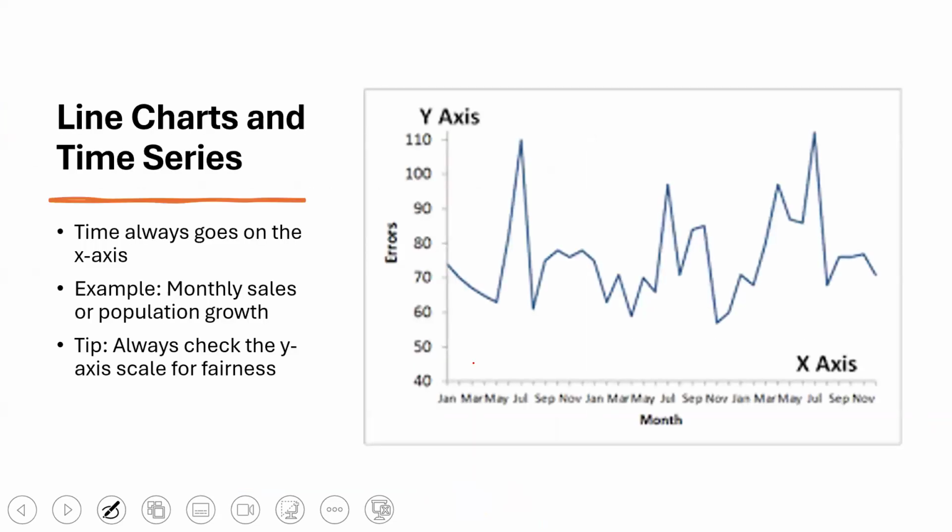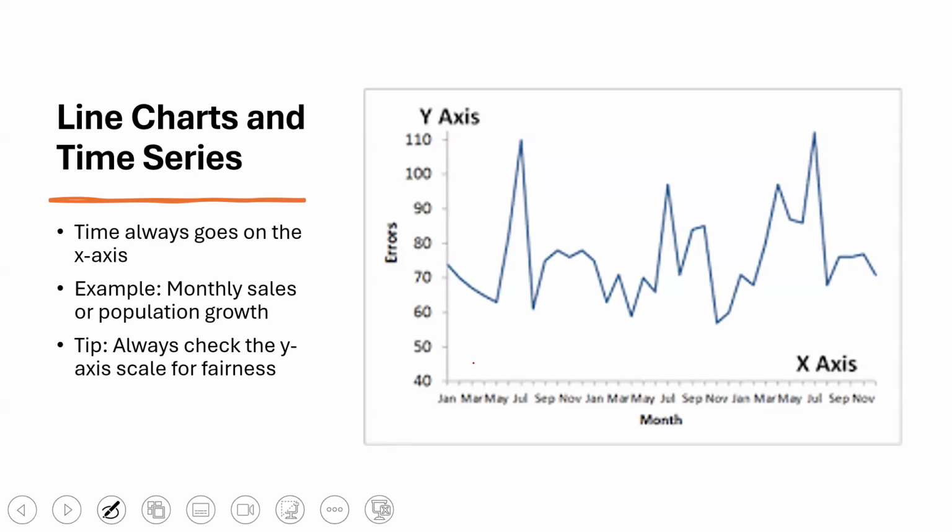Line charts are used when data are collected over time. This kind of data is called a time series. For example, monthly sales revenue, weekly temperatures, or yearly population counts are all time series. In a line chart, time is always on the horizontal axis, and the variable you're measuring is on the vertical axis. Connecting the data points with a line helps us see the overall pattern, whether values are increasing, decreasing, or staying the same.